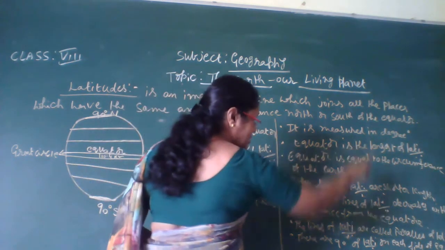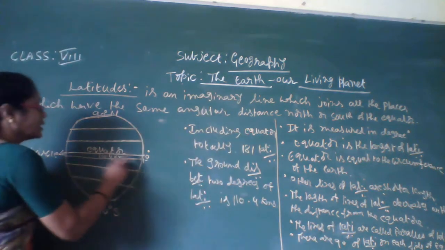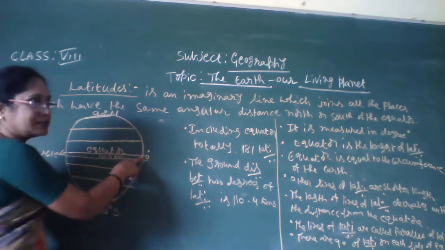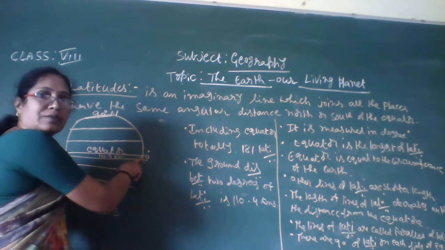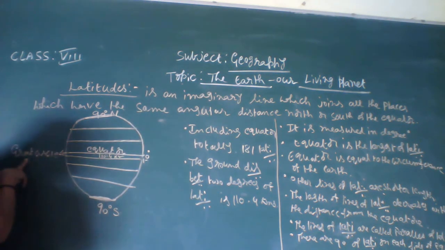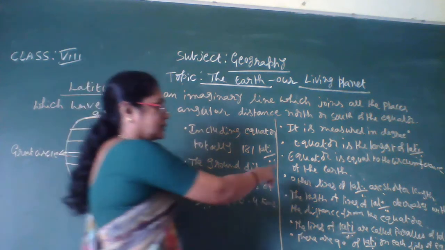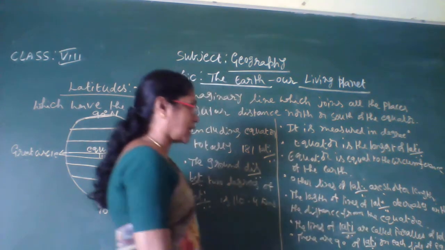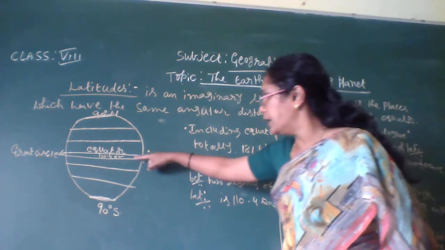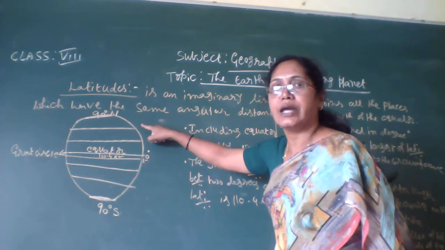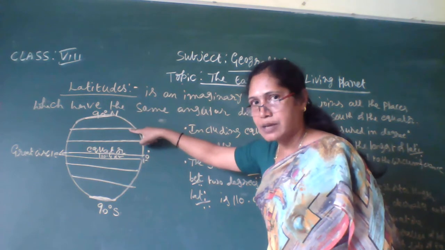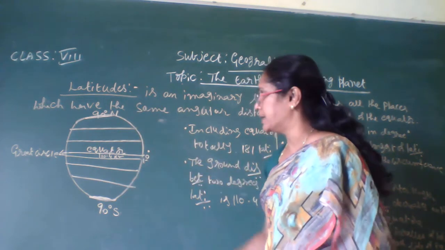Next, the equator is the longest latitude. The 0 degree latitude we call the equator. It is the longest line of the latitude. Which is the longest line of the latitude? The equator. It is also known as the Great Circle. Next, the third one: the equator is equal to the circumference of the earth. It divides the earth into two equal halves: this is the Northern Hemisphere, this is the Southern Hemisphere.